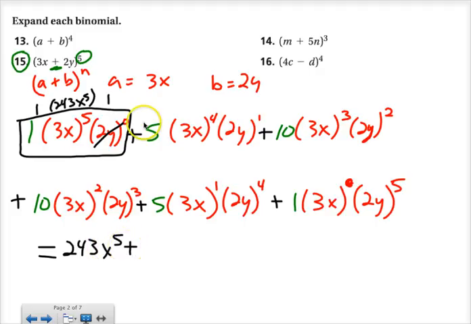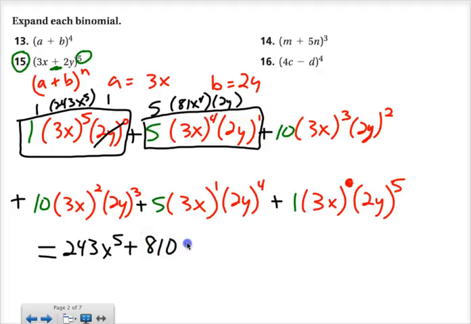Plus, well, new box. This time we'll have 5. 3 to the 4th is 81, so 81x to the 4th. 2y to the 1st is 2y. So we'll have 5 times 2 is 10. 10 times 81 is 810. X to the 4th, y.